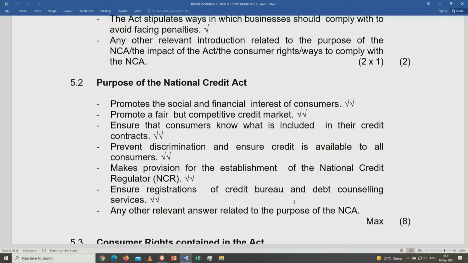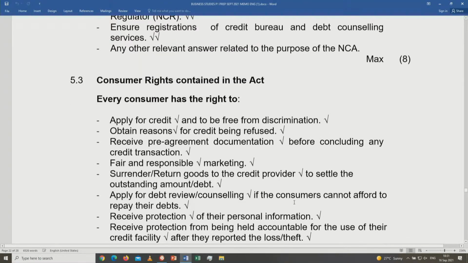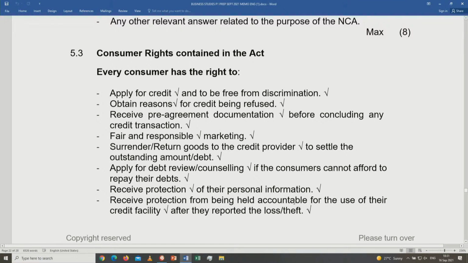The next question was on the consumer rights. And here again, you're talking about consumer rights as contained in the National Credit Act. And there are also consumer rights according to the Consumer Protection Act. So you must be careful there. Here, the consumer rights, for example, every consumer has the right to the following: to apply for credit, 1 mark, and to be free from discrimination, another mark. Consumers have the right to obtain reasons, 1 mark, for credit being refused, another mark.